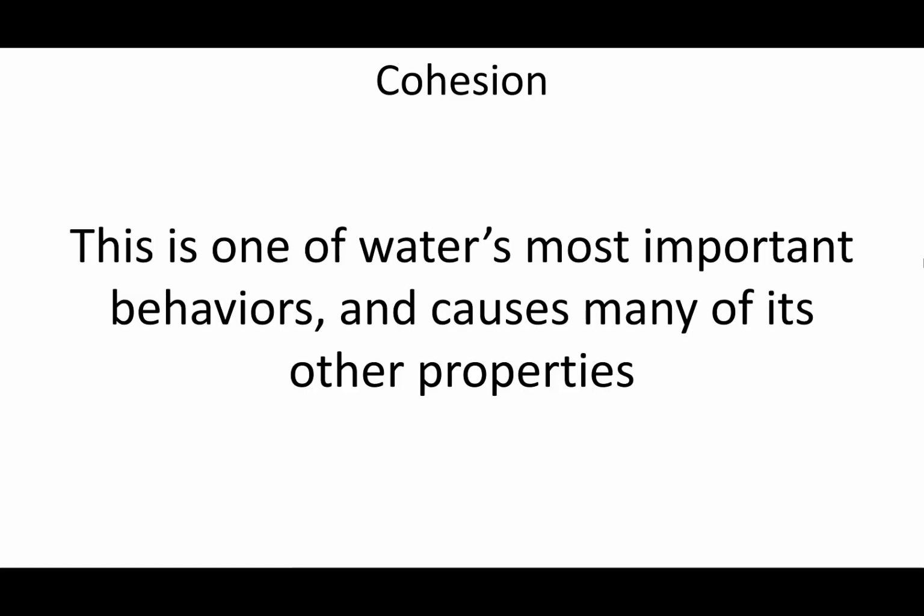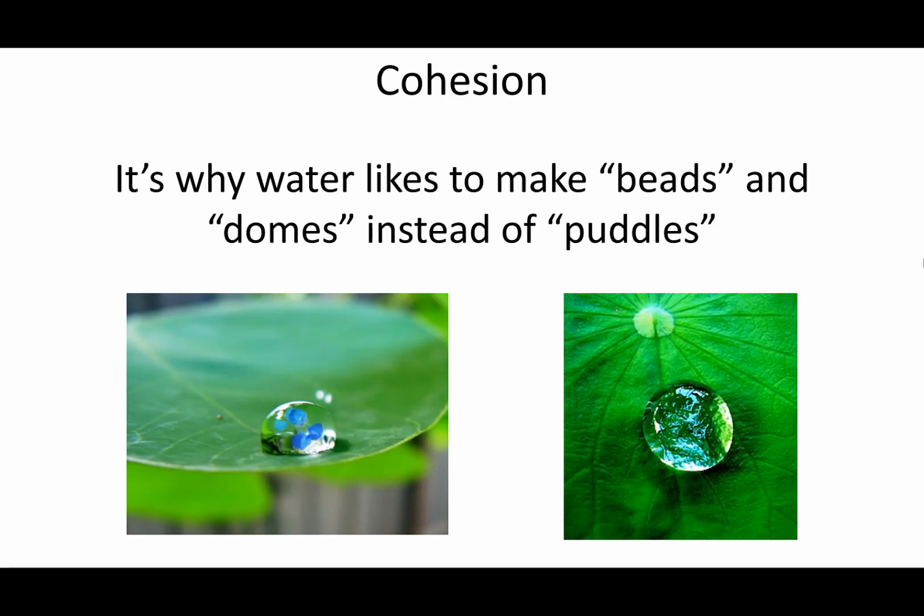This is one of water's most important behaviors, and it actually causes many of the other properties I'm going to talk about in this video. It's also why water likes to make beads and domes instead of puddles, and it's why when rain hits your windshield, it makes these little droplets and it doesn't just roll down into sheets.